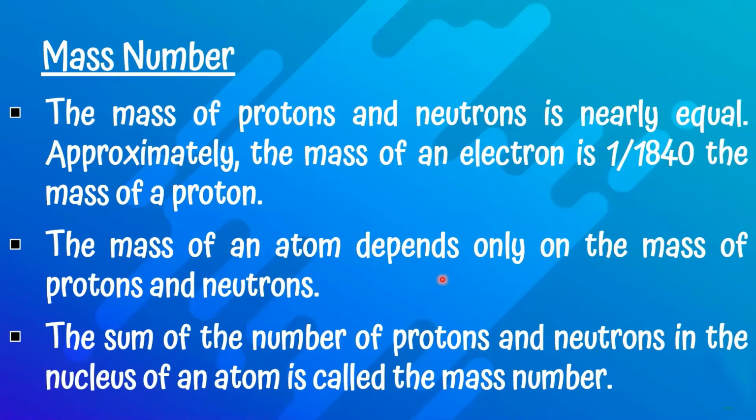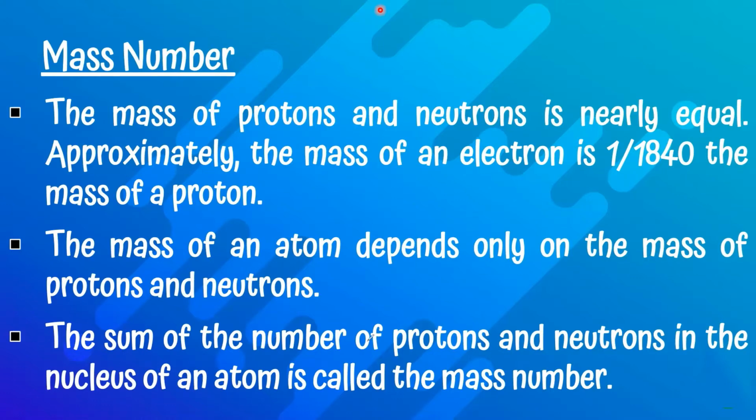Mass number. The mass of protons and neutrons is nearly equal. Approximately, the mass of an electron is 1 divided by 1840 the mass of a proton. So protons 1, neutrons also 1, electrons 1 over 1840. So the electron is the lightest subatomic particle among these three. The mass of an atom depends only on the mass of protons and neutrons, because electrons are lighter than these two.